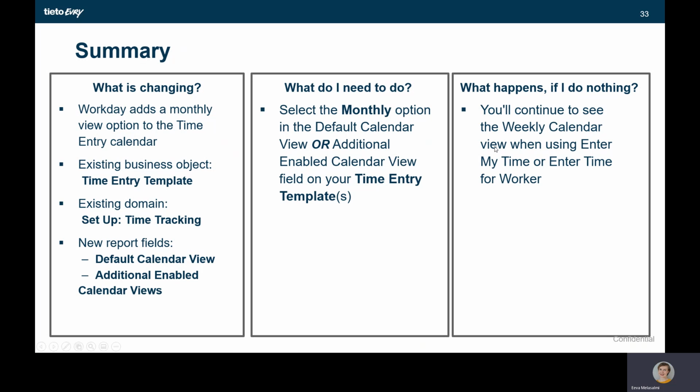Here I've collected the business object and the domains that are related to the configuration, the new report fields. And basically what happens if you do nothing, well, you continue business as usual. Then your workers will just be using the weekly calendar for entering and submitting their time.